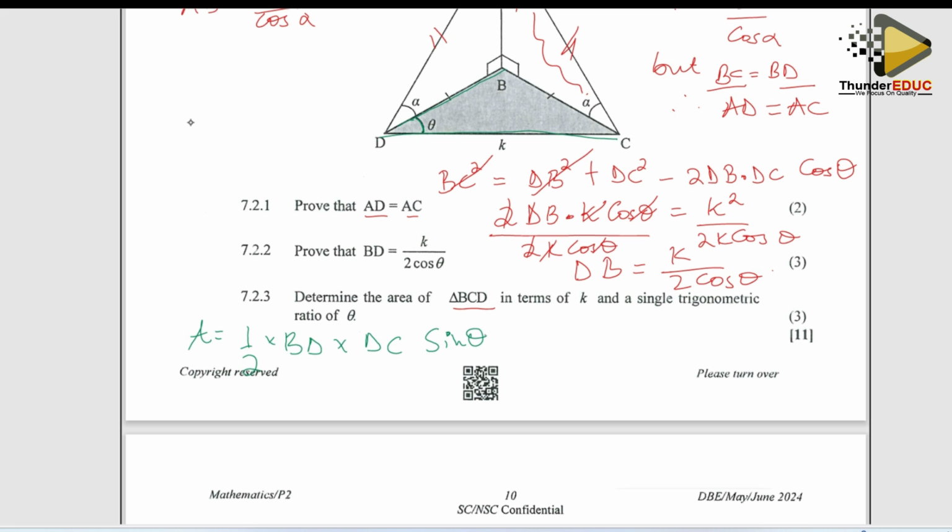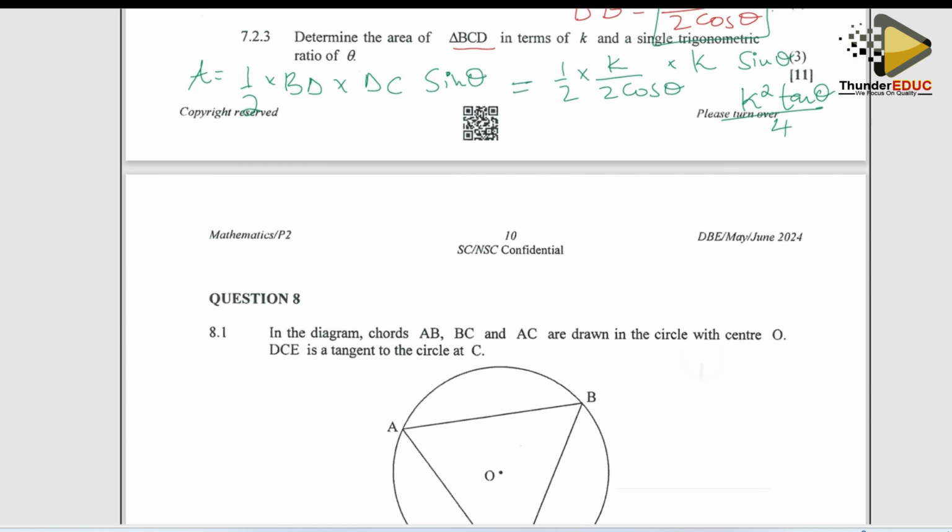But we just said that our BD or DB is given as this, so I'll replace that. So this is going to be a half multiplied by the BD, which is K over 2 cos theta, multiplied by the DC, which is K, and then the sine of theta. So this K and that K will give me K squared. Sine over cos gives me a tan. So K squared tan theta over 4. Okay, so that is our area.